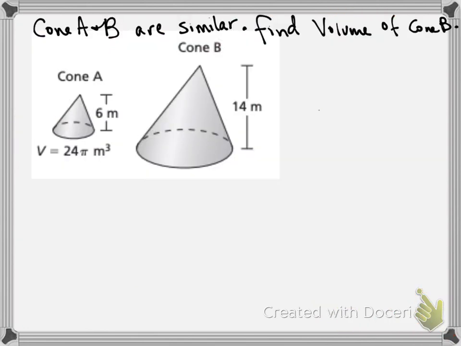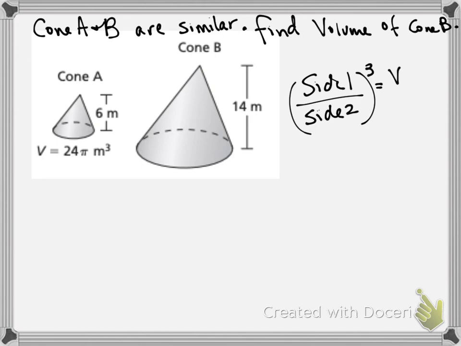Cones A and B are similar. Find the volume of cone B. So I had a lot of kids ask me questions on this, but if you don't use the formula, you're not going to get it correct. So side 1 over side 2 cubed equals the volume from the first over the volume from the second.